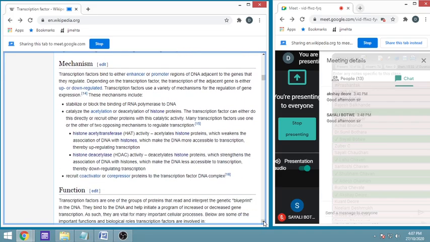So these transcription factors bind either to enhancer or promoter regions of the DNA which is adjacent to the genes that are regulated by these transcription factors, and depending on the transcription factor, the transcription of the adjacent gene is either up or down regulated. We have seen that up regulation means increase in the expression, down regulation means decrease in the expression. So decrease can happen in two ways.